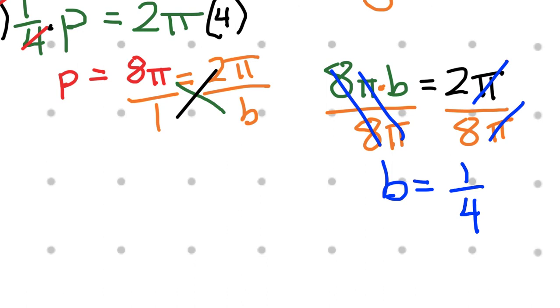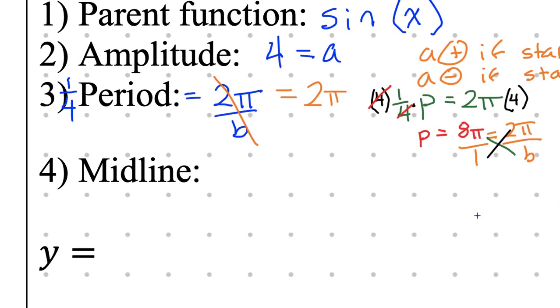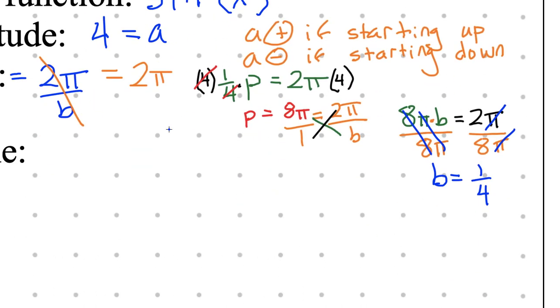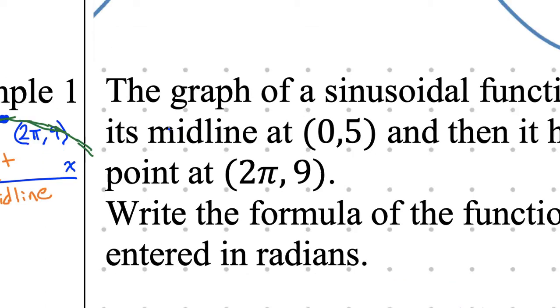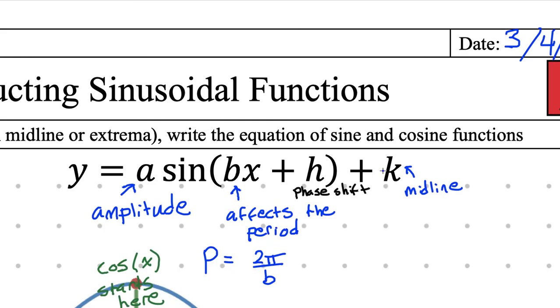Whew, that was hairy. I know, it was hard. Whew. That was the hardest part. We're on to the easiest part now, which is finding the midline. The period b is equal to 1/4. We know a is equal to 4. We know our parent function. The only thing left in our original function, where did it go? Up here is our k, our midline.